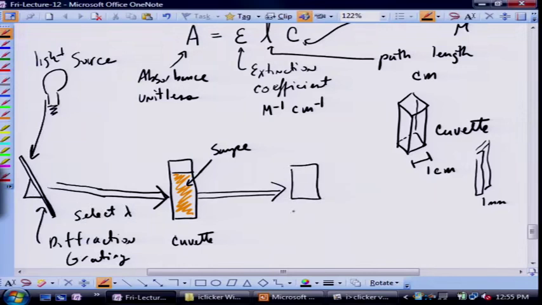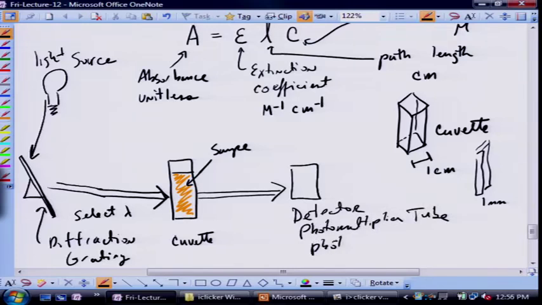And then on the other side of the sample, you will have a detector, which we sometimes call a photomultiplier tube. And it's a photon detector.